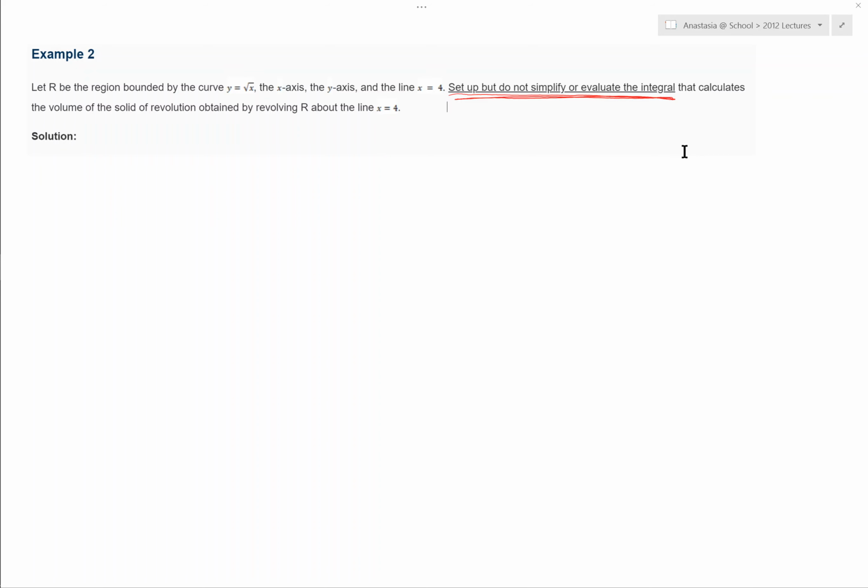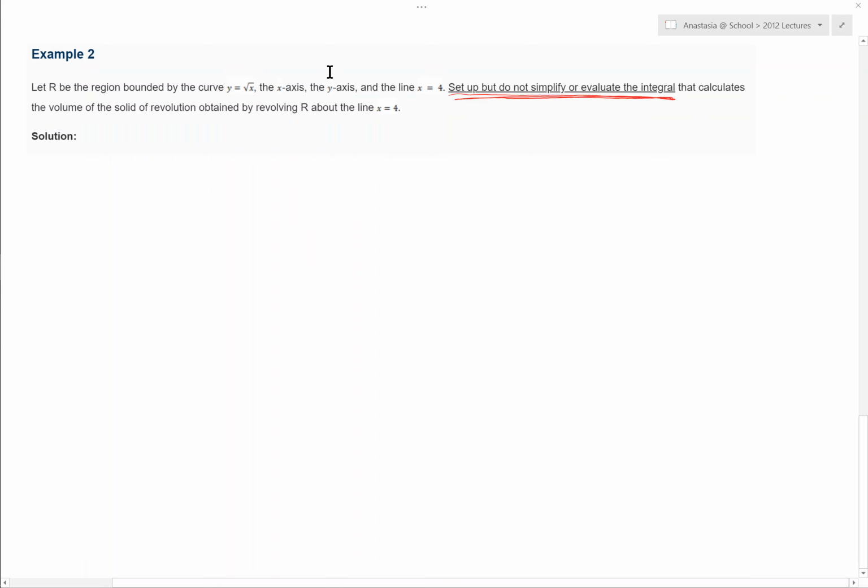Now, just like the previous example, you may be asked to set up and evaluate to actually find the volume or the area or whatever application we're talking about. So you can't completely forget about integration techniques that we talked about in the previous chapter, but you should also get used to just simply setting up the integral. And if the problem specifically says to not simplify or evaluate, please follow those instructions as it will save you quite a bit of time.